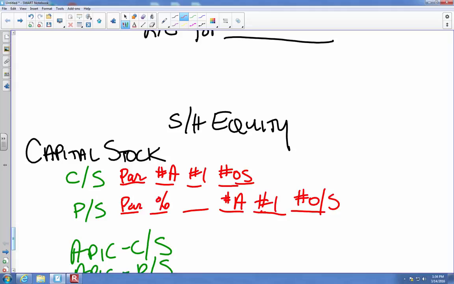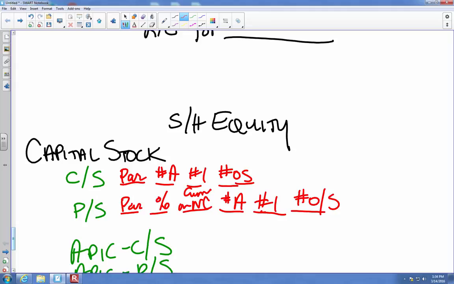Say par, fixed dividend rate. And then you've got to tell me, is it cumulative or non-cumulative? So that's a lot of stuff to put all in the balance sheet, isn't it? But that should be on the actual equity section of the balance sheet. Okay.